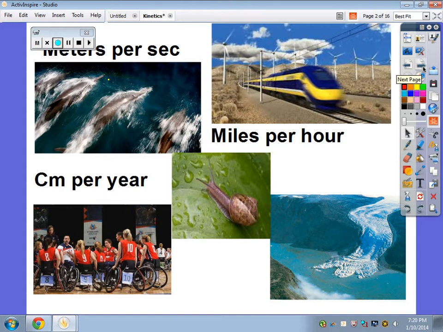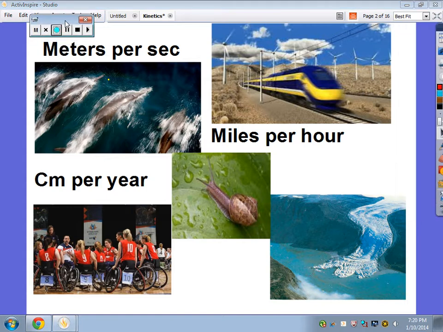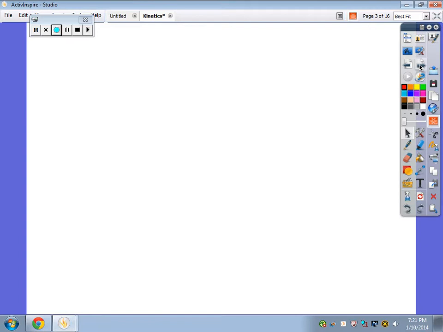You're familiar in terms of meters per second, centimeters per year when you talk about a glacier moving. Snails, my goodness, how fast do they move? But there's still a rate. Windmills turn, trains move, paraplegic athletes move around a course, or they run or race using their wheelchair. So you're used to a rate of change. And it's per unit time.